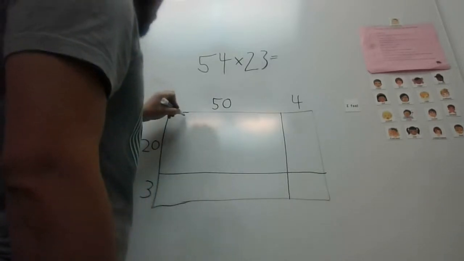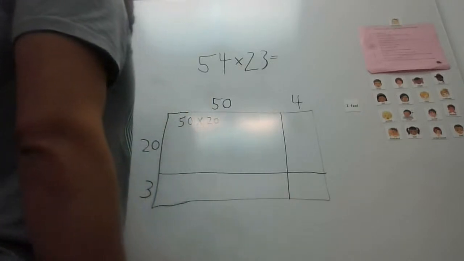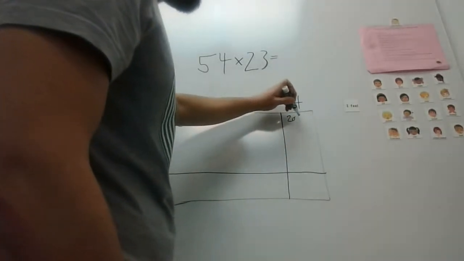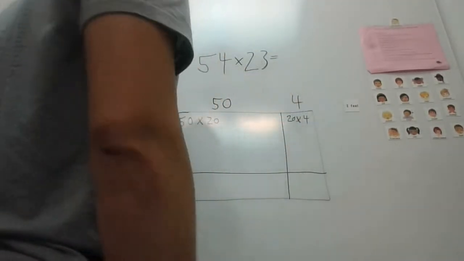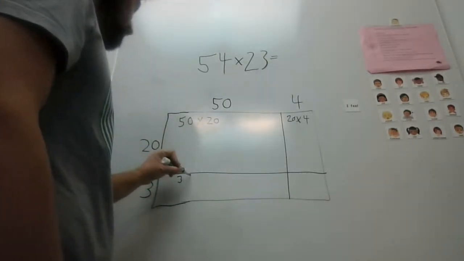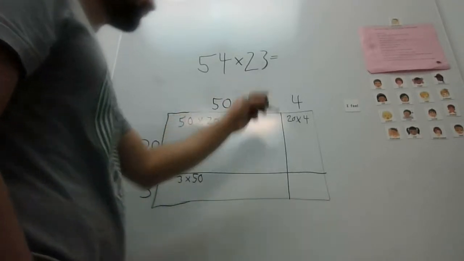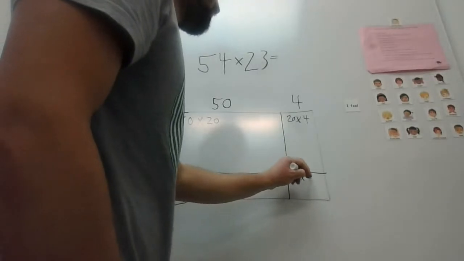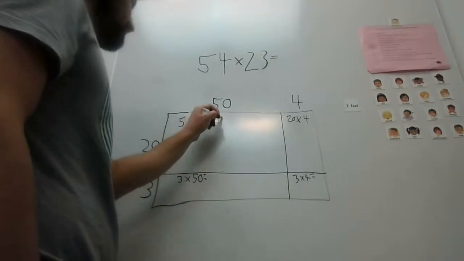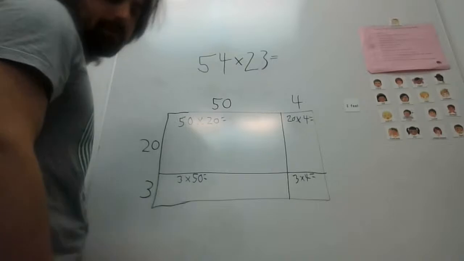So in this box, what we were going to do is multiply 50 times 20. In this box right here, we're going to multiply 20 times 4. In this box, we're going to multiply 3 times 50. And in this box, we're going to multiply 3 times 4. And then once we've multiplied these 4 different parts, we have to add them together.